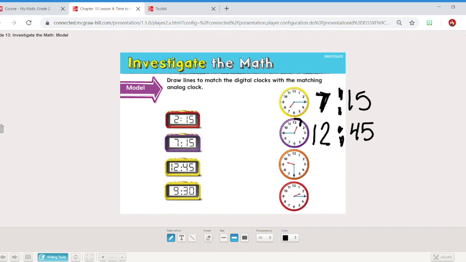Let's count in 5s for the next one. 5, 10, 15, 20, 25, 30. So we know we have 30 minutes on that one. And our hour is between 9 and 10, which means you go with the 9. It's coming from 9 on its way to 10, but not 10 yet. And finally, 5, 10, 15. And then we count our hours. It looks like it's exactly on the 2. Makes it easier for us to solve. 2:15.